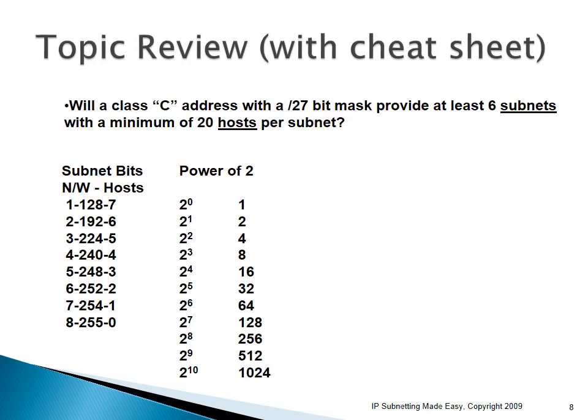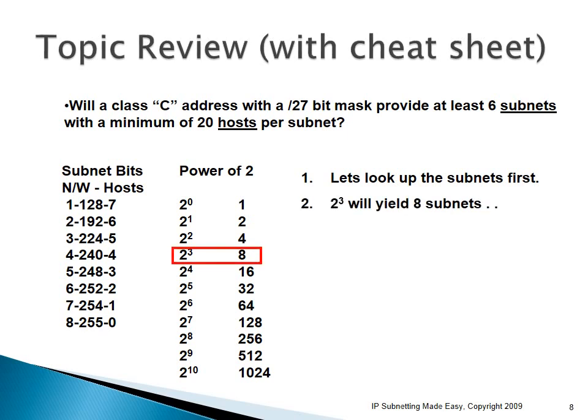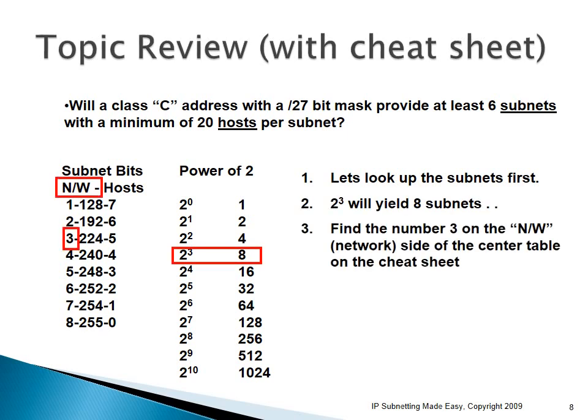Let's use the cheat sheet to try to solve a 2-part question. The question is, will a Class C address with a 27-bit mask provide at least 6 subnets with a minimum of 20 hosts per subnet? Let's look up the subnets first. 2 to the 3rd will yield 8, and the corresponding 3 will yield a 224 mask. This is a 27-bit mask. How do we know this?